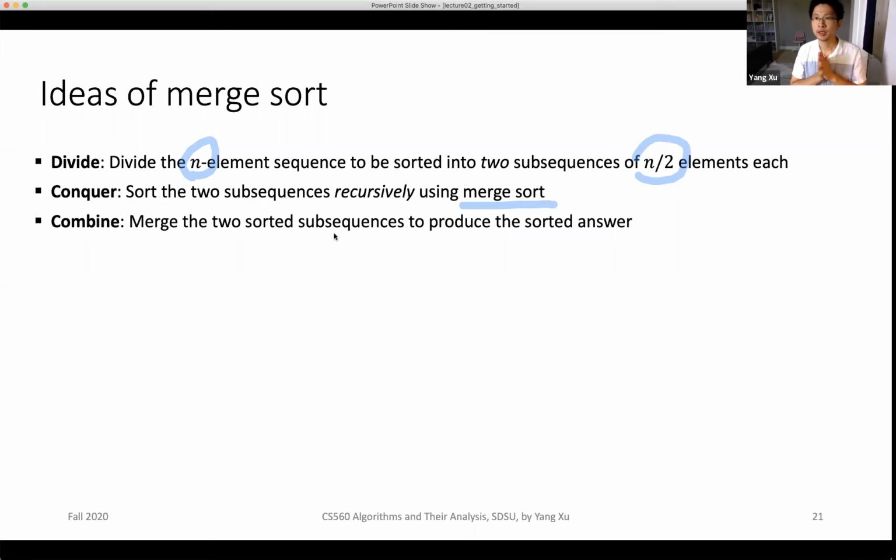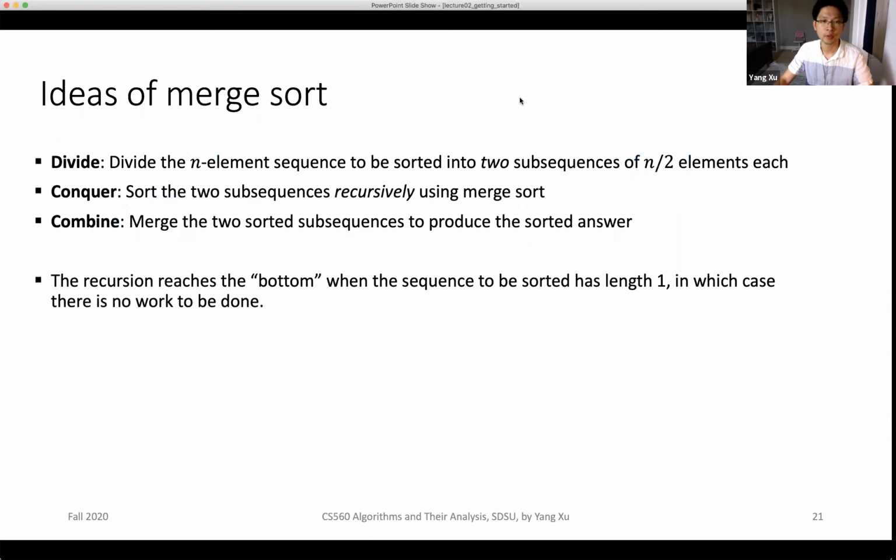Let's just assume that we have solved the subproblems. After the conquer step, we need to combine the two already sorted subsequences. We assume that the two subsequences are already sorted, then we just need to merge them. We use the word merge instead of combine. So we need to merge the two sorted sequences in order to produce a longer or a complete answer to the original sequence, or to the original sorting problem.